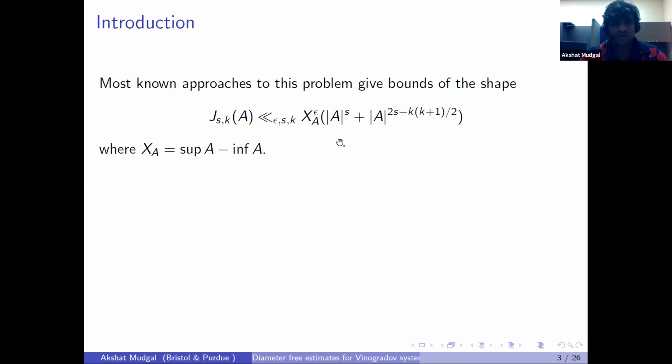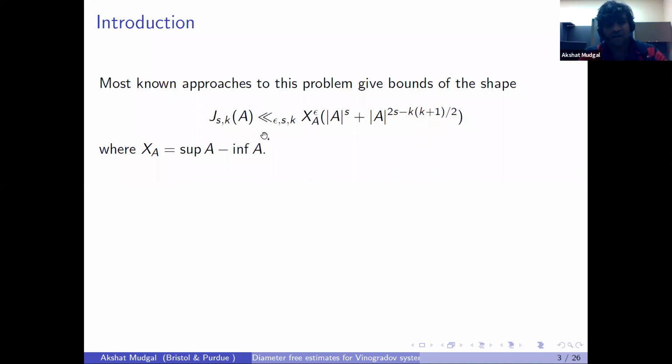So I don't want to worry too much about the parameters s and k. The point is, you can divide this upper bound into 2 parts. One is a part that purely depends on A, s, and k. And this is usually the sharp part of the upper bound. And you then have an additional factor of X to the power epsilon, where X is the diameter of the set. In some sense, X is the smallest arithmetic progression in which you can fit your set.